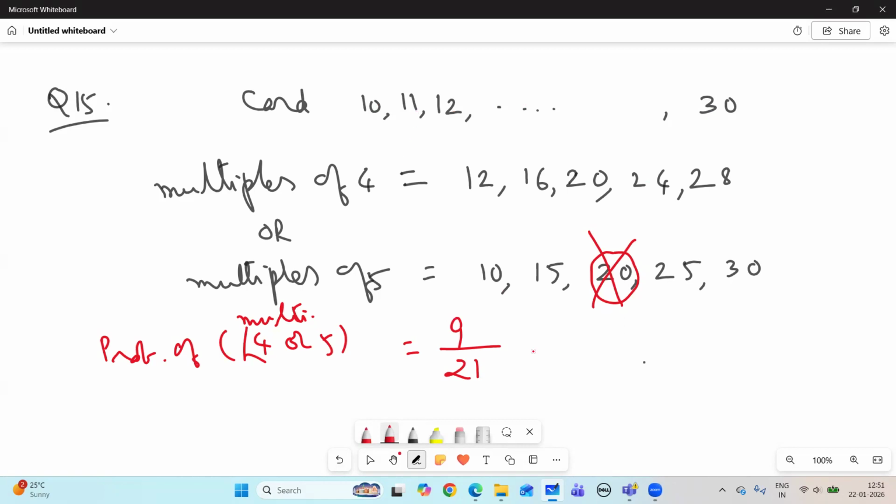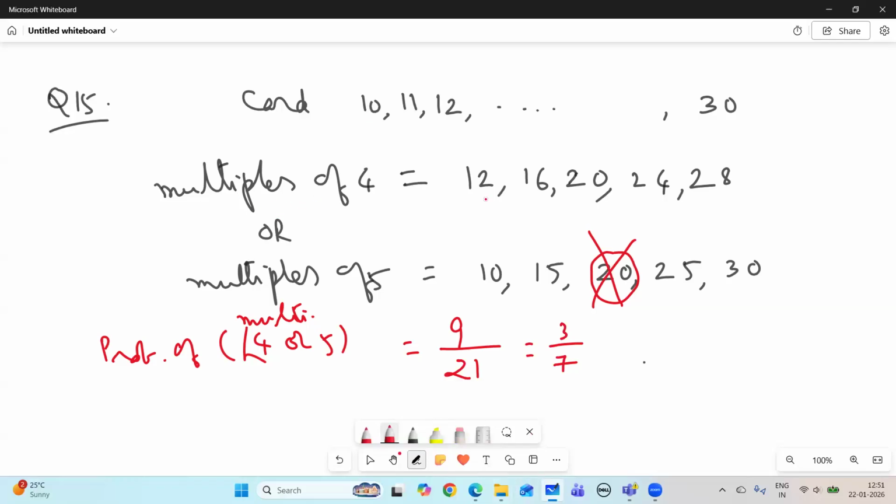Right? So you simplify this. 3 is a common factor, so it is 3 by 7. So this is the required probability. How have we calculated?